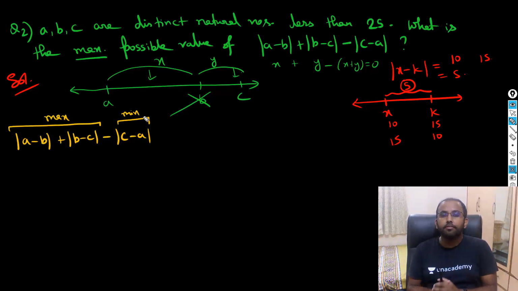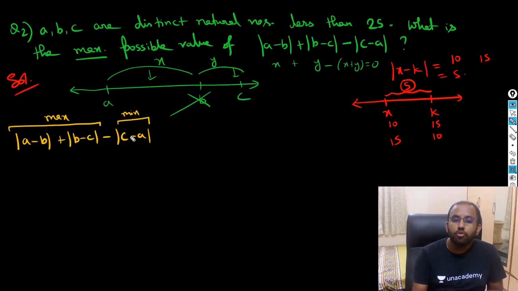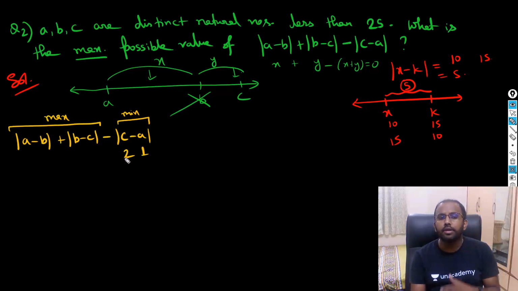So for maximum minus minimum, if I have to assign a, b, c distinct natural numbers less than 25, to make this part minimum, I can assign 2 and 1 in any order, right? It could be 1 and 2 or 2 and 1 because it is modulus, it won't make any difference. So mod of c minus a is basically 2 minus 1, that is 1. Okay, so here I'll get 1, fine.